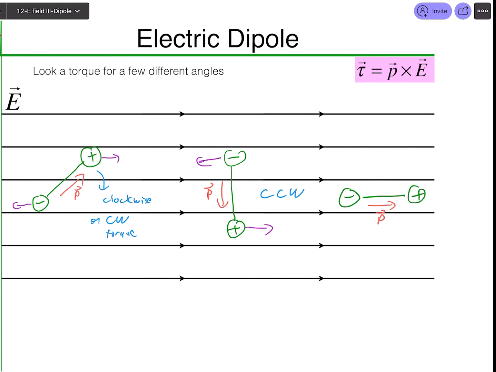Here, if you look at this one, the force is that way, and this one, the force is that way. So the forces cancel out. They don't need any spinning. So this one here feels no torque, right? There's no torque in the cases where it's pointing uphill or downhill.